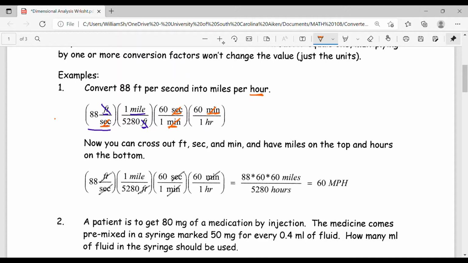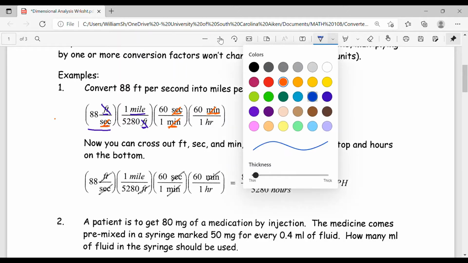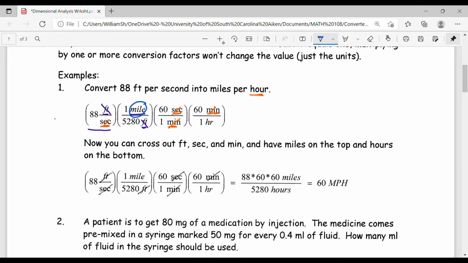And now I'm left with strictly miles per hour. Those are the only units remaining. That's how we know we're correct. Now all you have to do, multiply it all out, divide it out, and you get that our answer is 60 miles per hour.